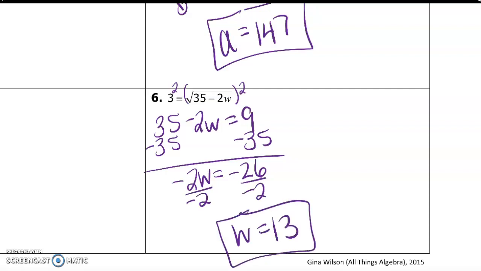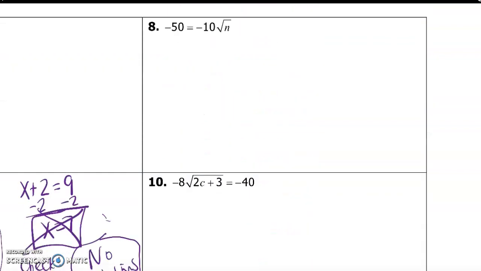So again, you want to check. 35 minus 2 times 13 would give us 9. The square root of 9 is 3, so that works. Or again, you can plug it in all at once into your calculator.